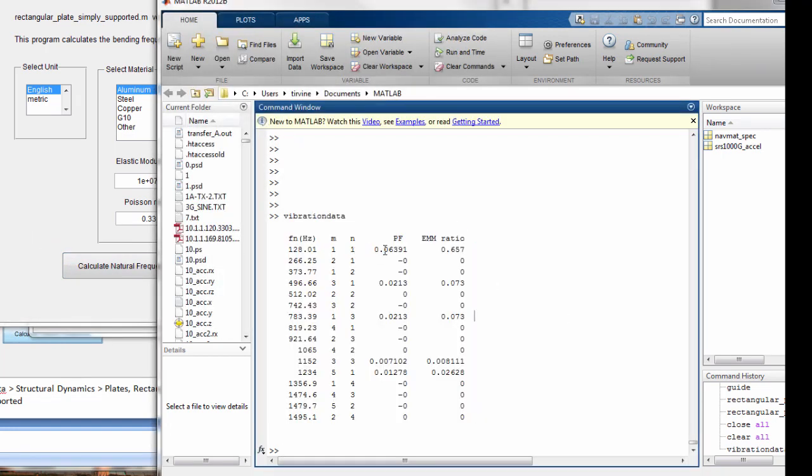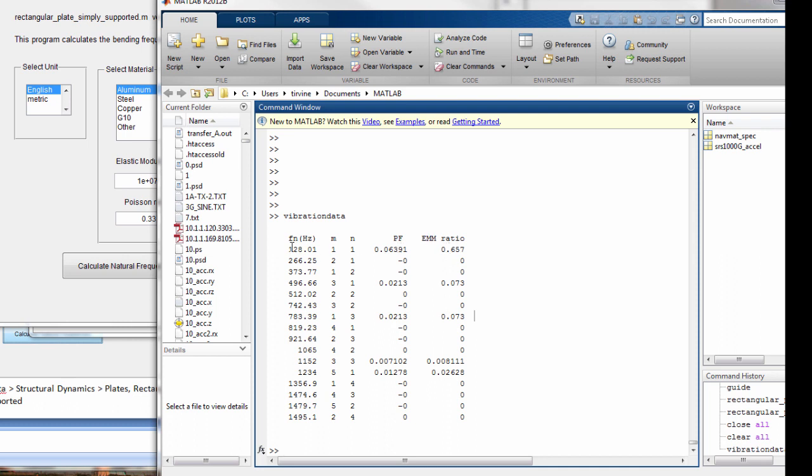So we also see this text output here in the Matlab command window. You can see the fundamental mode, and the M and N refer to the nodal lines. The number of interior nodal lines is equal to M-1 and N-1 for the respective modes. So M and N are more properly referred to as indices. PF is a participation factor. Then EMM is the effective modal mass in terms of a ratio.